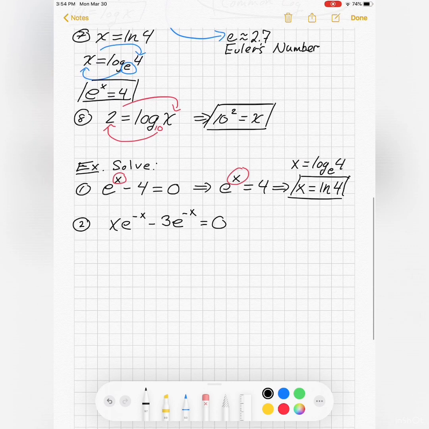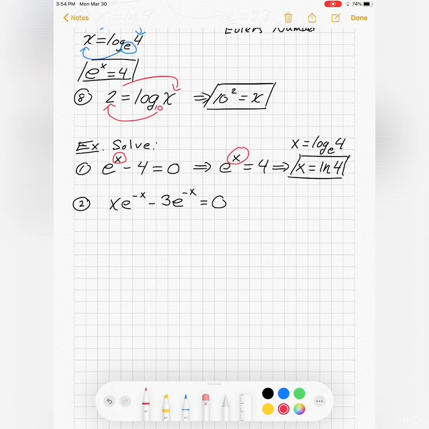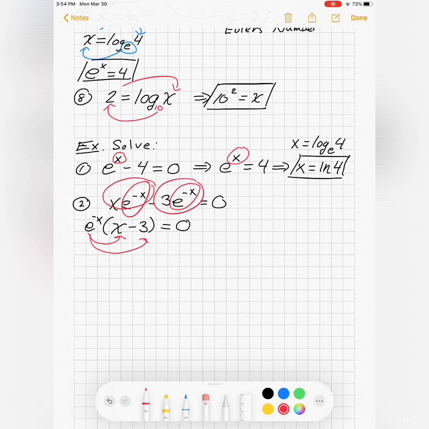All right, what about something like that? Looks a little bit more interesting. With that one, I noticed that I have a common factor, a GCF, e to the x. I'm going to start by factoring that out. So what would that leave me? An x minus a 3 times e to the negative x. Let me double check if I distributed this through. I'd have x e to the negative x, that's this, minus 3 e to the negative x. So that looks like I factored that out correctly.